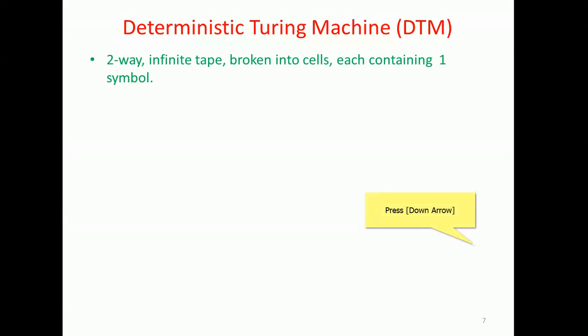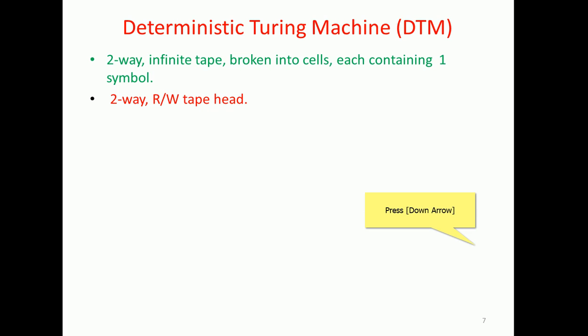So in a deterministic way we can say that the Turing machine model, the earlier Turing machine model we have discussed, has a tape of infinite length. It is two-way, going towards the left side or right side. It is broken into cells, and each cell will hold one symbol. What we discussed earlier will continue in this concept also.